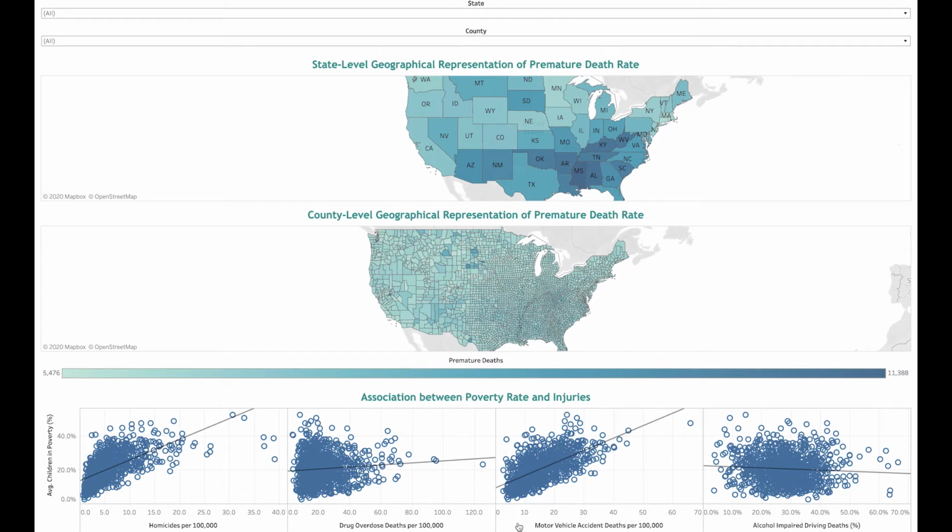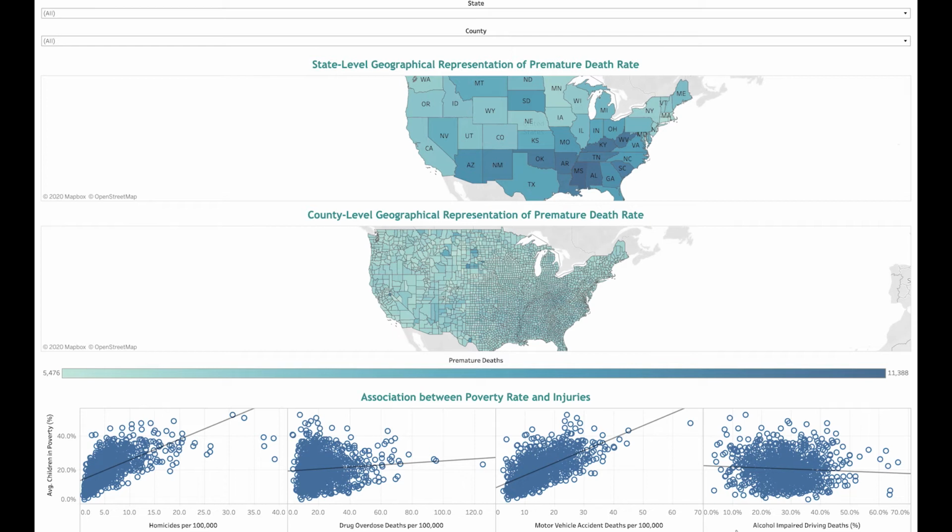The motor vehicle accident deaths per 100,000 are the number of deaths due to traffic accidents involving a motor vehicle per 100,000 population from CDC Wonder mortality data from 2012 through 2018. Alcohol-impaired driving deaths is the percentage of motor vehicle crash deaths with alcohol involvement from the Fatality Analysis Reporting System from 2014 through 2018.